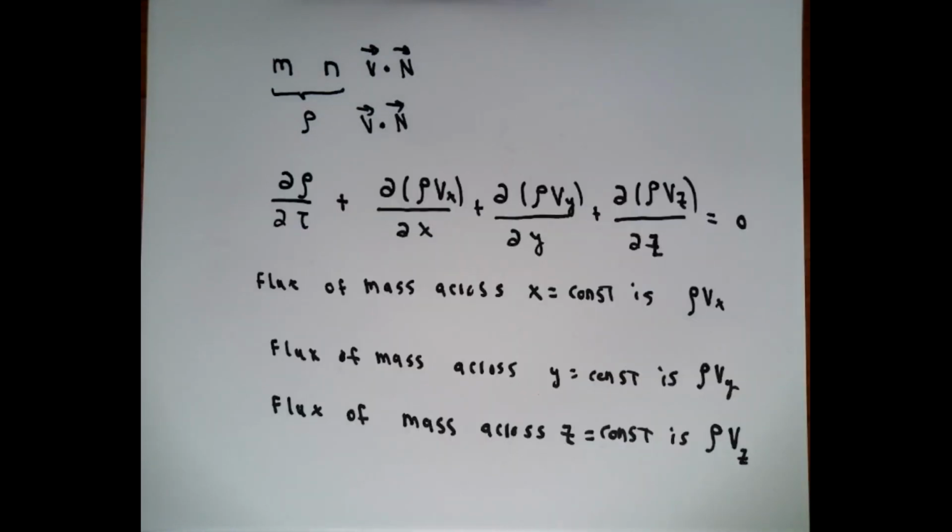Of course, the mass of individual particles multiplied by the number density of them is the mass density, rho. The flux of mass across a surface of constant x is the mass density times the speed in the x direction, with similar comments holding for the flux of mass across surfaces of constant y and of constant z.